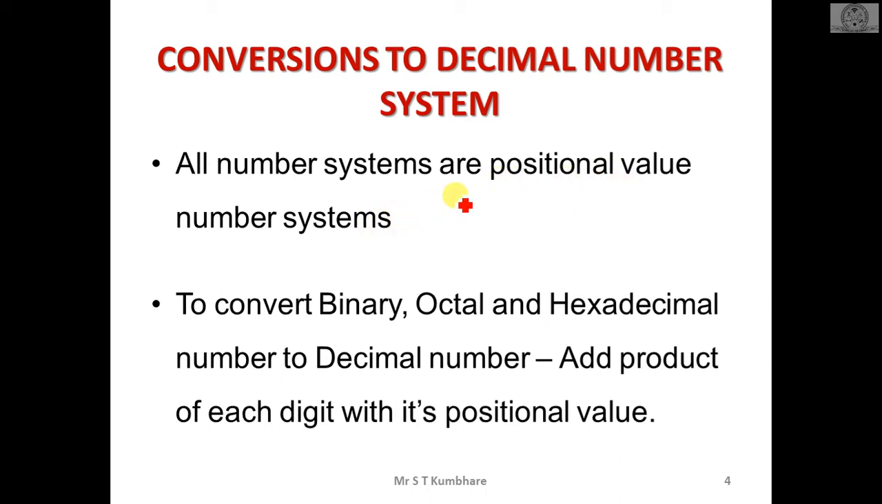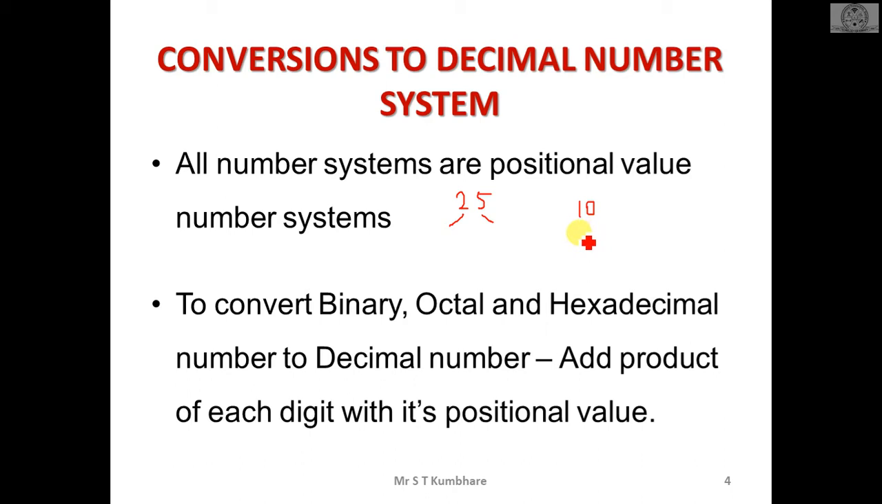Let us take a number, let us say 25 in the decimal number system. Each digit, here 2 and 5 are the digits, has its positional value, and that is defined with the help of the base of the number system or radix of the number system. So for the decimal number system, we have a base equal to 10 or radix equal to 10.